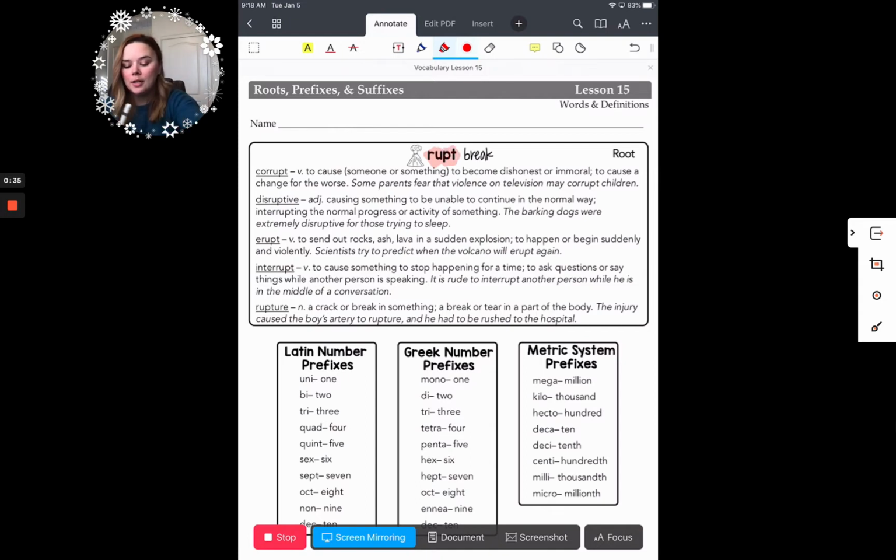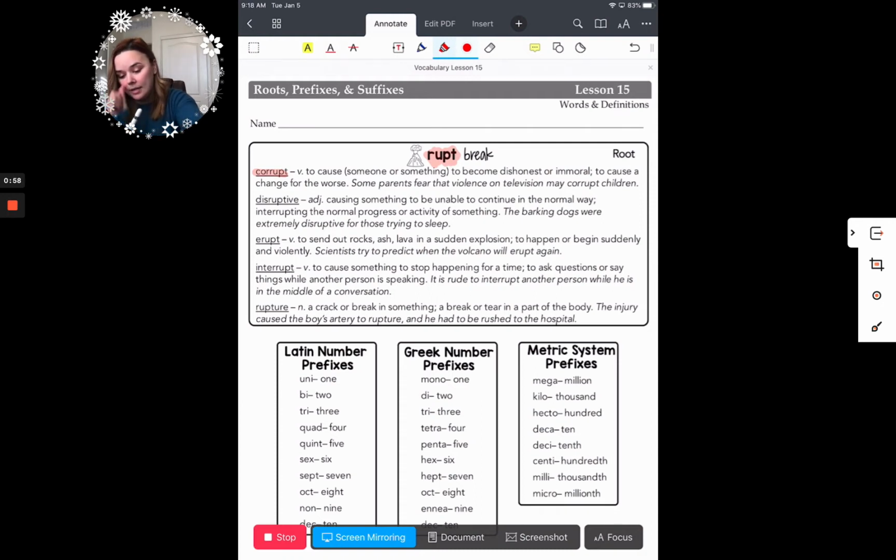So our first word is corrupt. Corrupt. So to corrupt is a verb, means to cause someone or something to become dishonest or immoral, or to cause a change for the worse. Right? For example, some parents fear that violence on television may corrupt children.